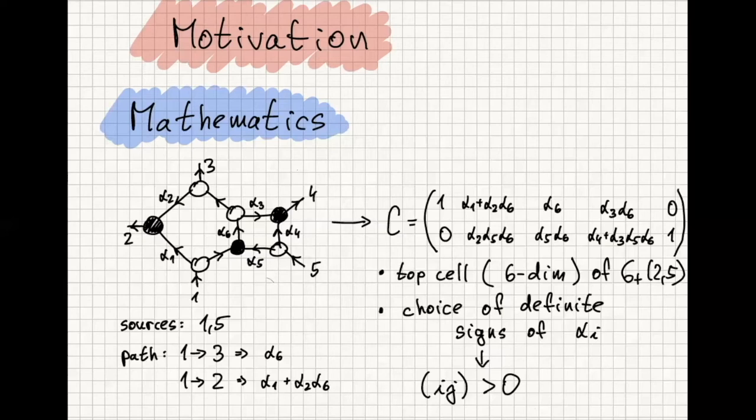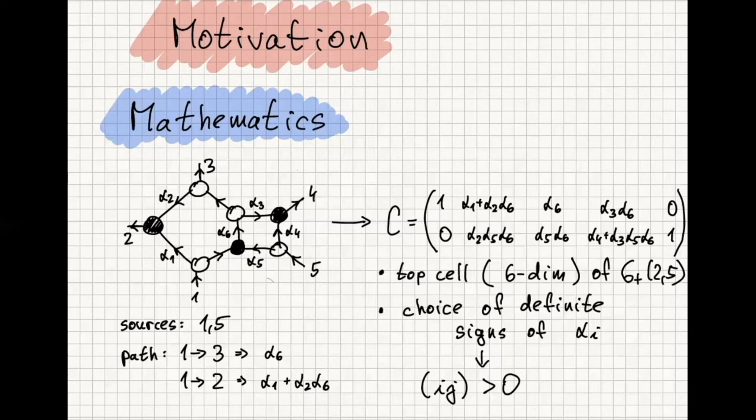So if you go from 1 to 3 through the graph, there is only one path, and it only carries the alpha 6 edge variable. So the entry will be alpha 6, which you can see here in the matrix. And if you're going from 1 to 2, there are 2 different paths, so you have to sum over them and get alpha 1 plus alpha 2, times alpha 6. That's the entry on the first row, the second entry, and so on. So you just fill the matrix.